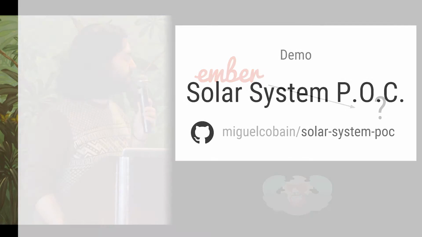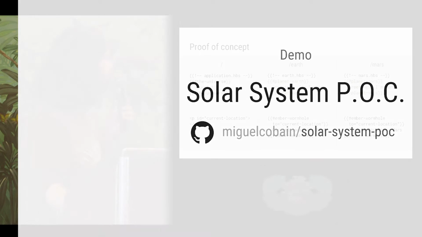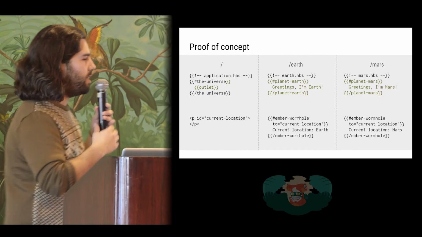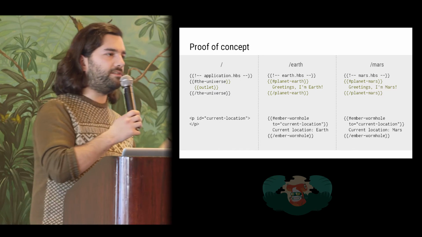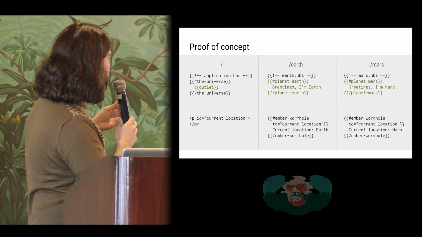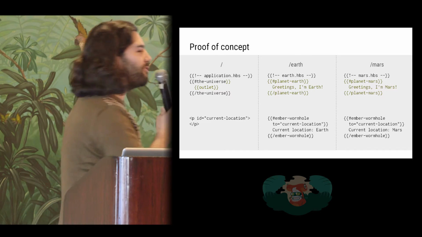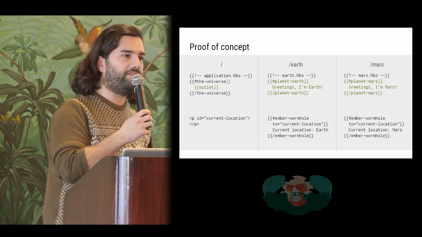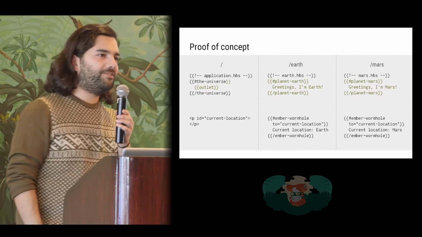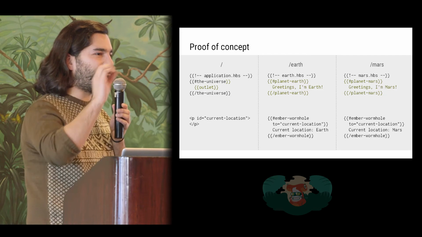So I have this little proof of concept. I should probably go one slide further. Yeah, so this is basically an Ember app that renders WebGL. So we create the universe. Nice, right? We create the universe, and we outlet into the universe. Cool. Think of that for a moment.